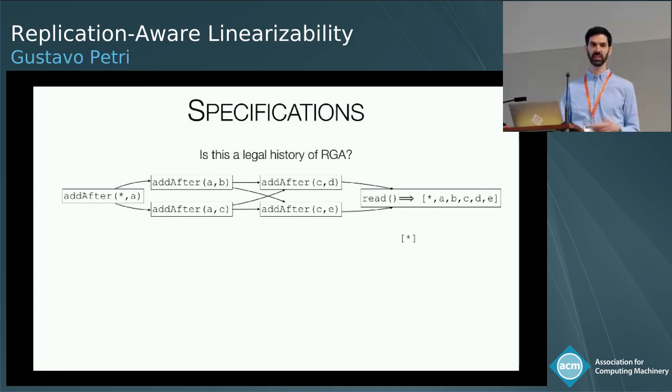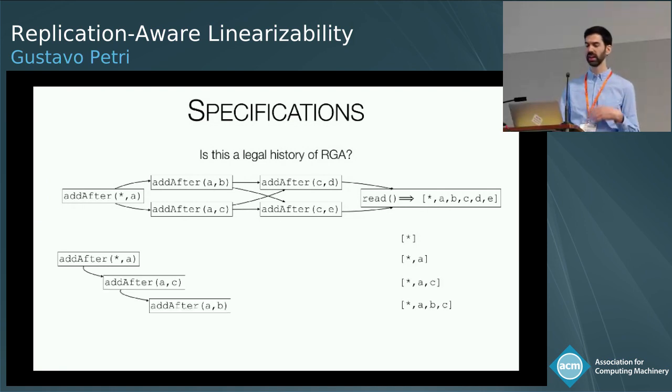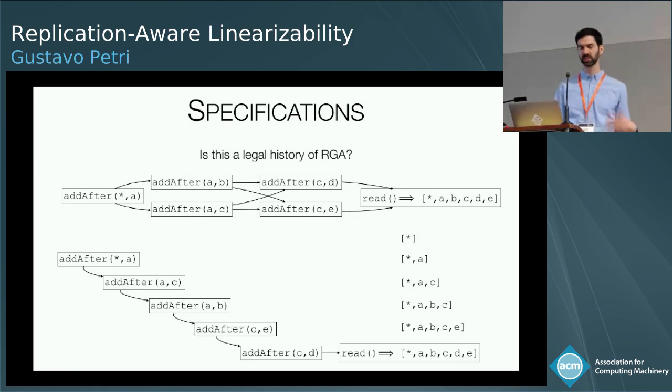We start with the list with only the star. We add A after the star, we add C after A, and this is important, and then we add B after A. The reason why we have to do it in this order is because if we did it in the opposite order, what we would get is A, C, and B, right? Because we're adding after A. Okay, and doing this, we can continue, and we get the list that we wanted. So everything looks fine. This looks like a list. This is a good trace.